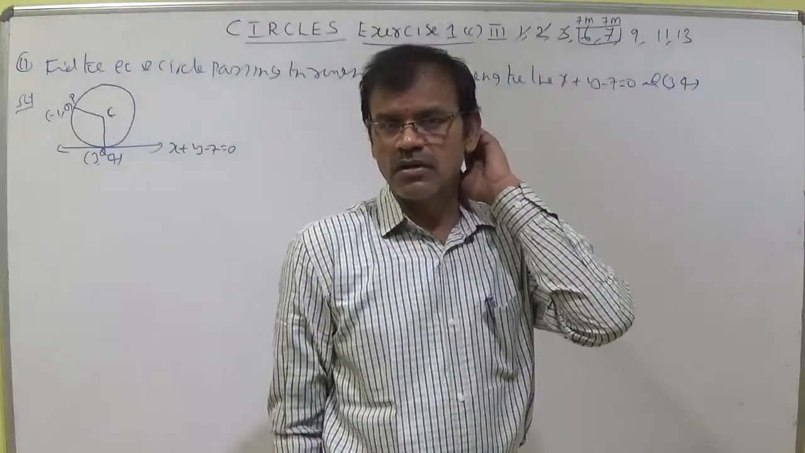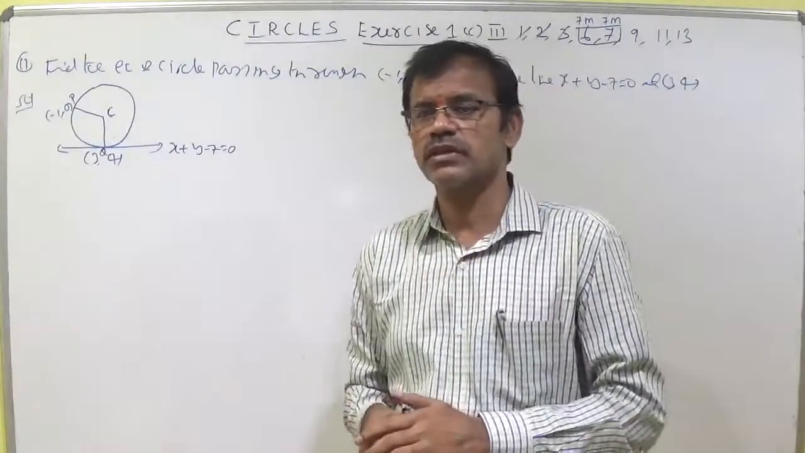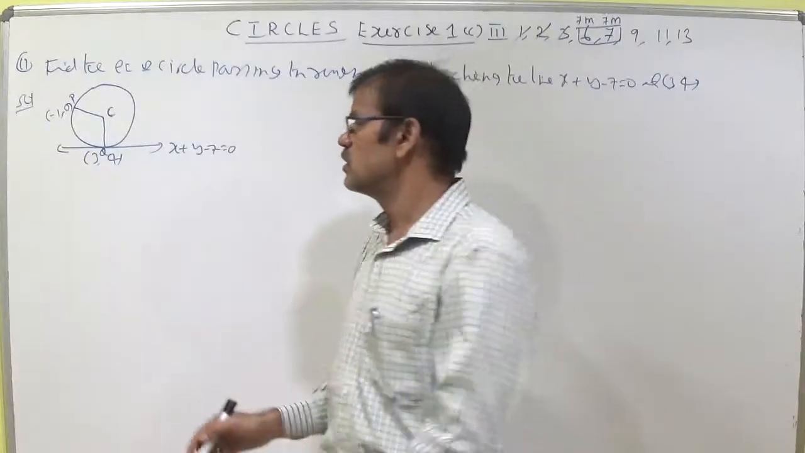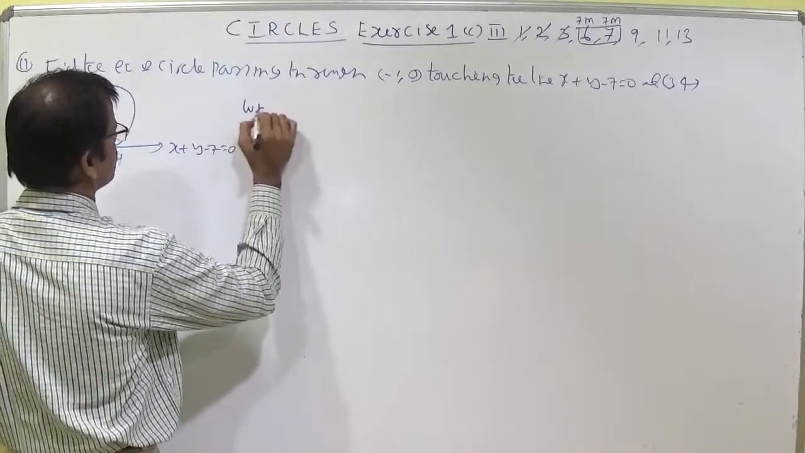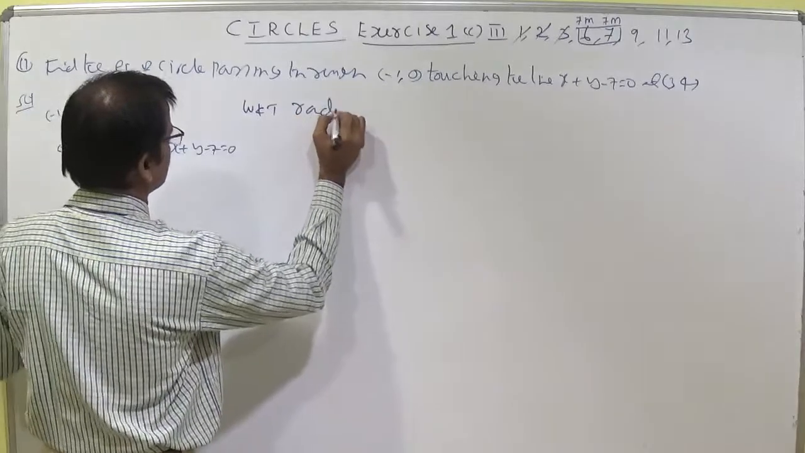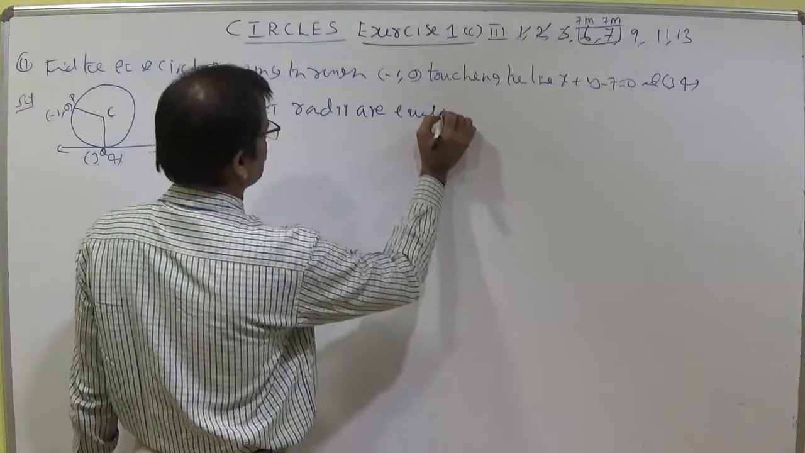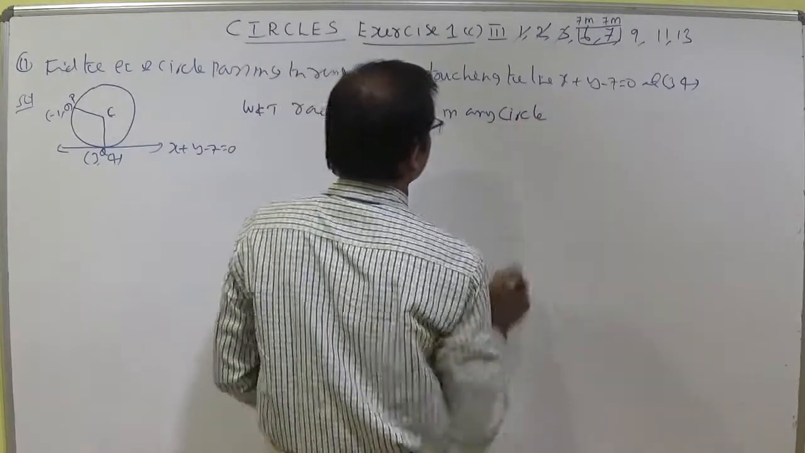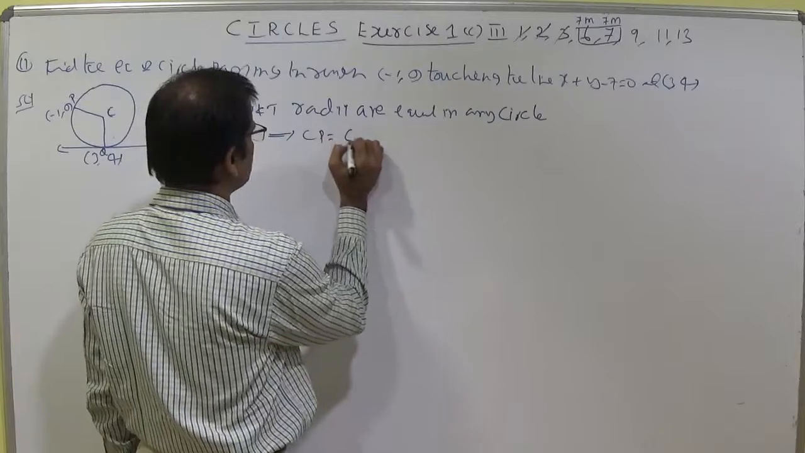From the center to any point on the circle, the distance is called the radius. So radii are equal in any circle. Using this concept, we know that radii are equal in any circle. That implies CP is equal to CQ.